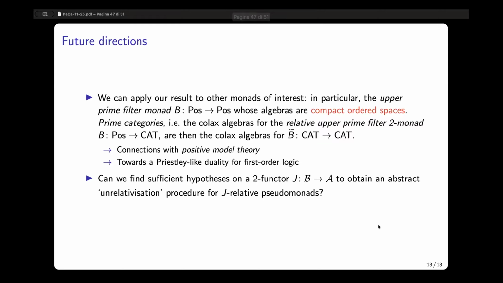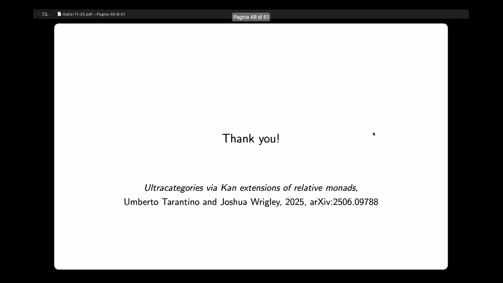And then another direction, in a more categorical sense, is: can we abstract our unrelativization procedure to just a theorem about two functors between two categories, or maybe pseudofunctors between bicategories, whatever, to have an abstract unrelativization procedure? Because for now, we really need the codomain 2-category to be Cat for the process to work and go through. But yeah, that's essentially all I wanted to say.